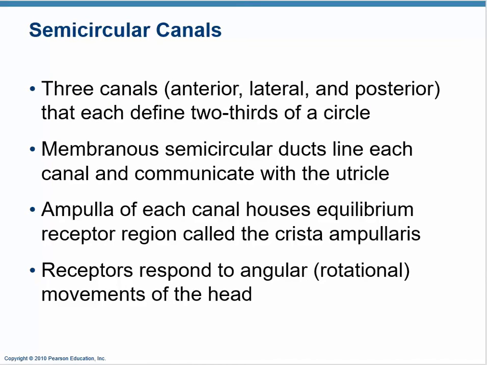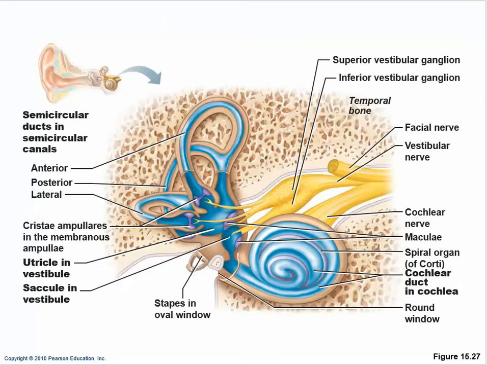There's three semicircular canals, one in each plane of direction. They're 2/3 of a circle. So there's an anterior one, a lateral one, and a posterior one. So there's ducts in them, right? And there's a little ampulla filled with liquid at the end of each one. And the receptors in these semicircular canals respond to rotational movements of the head, any changes of angle of the head.